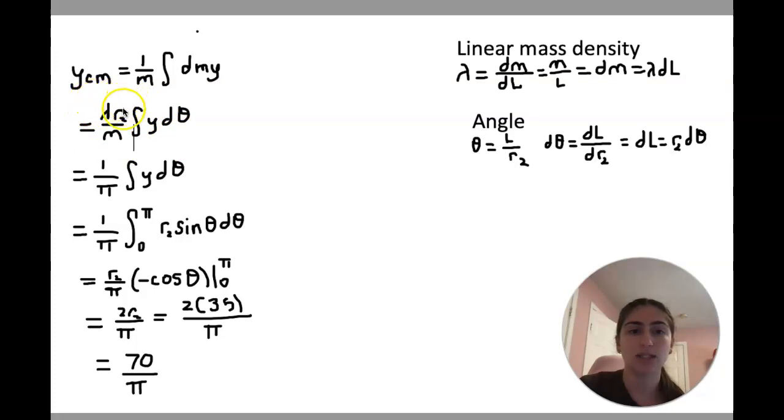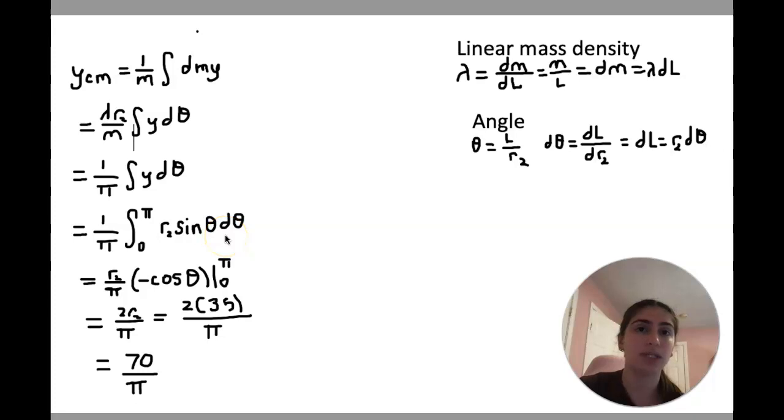Now we can take this lambda r2 all over m and simplify it to 1 over pi times the integral of y d theta. Now we have our bounds, and we are going from 0 to pi. We want to plug back in our r2 value, and we now have for our function sine theta d theta.